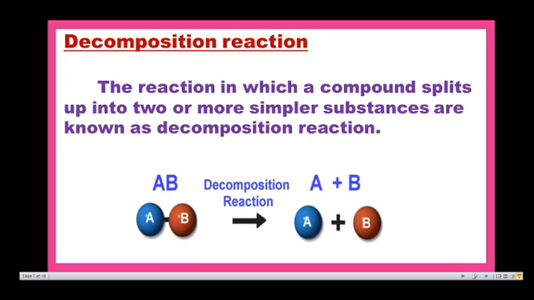Now let us discuss decomposition reaction. What is decomposition? In chemistry, decomposition means a splitting up of a compound. So a compound splits up into two or more simpler substances. That is known as a decomposition reaction. Look at the example: A B, a compound, splits up into A and B. So two new products are formed. Therefore it is a decomposition reaction.